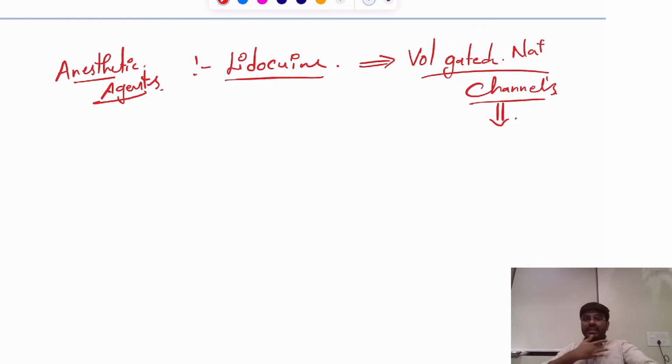So the information is not going to the central nervous system. Whatever you do here, you cannot feel anything because the neurons are inhibited. The sodium channels are inhibited with the help of this drug called lidocaine. Okay, done, sir. Now, after this, what else do you need to know?